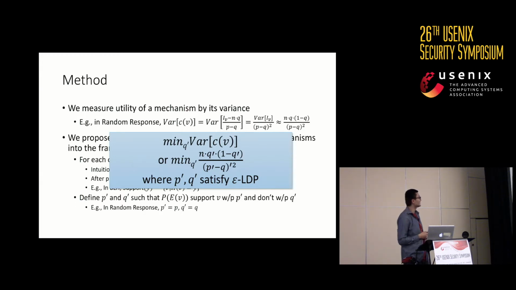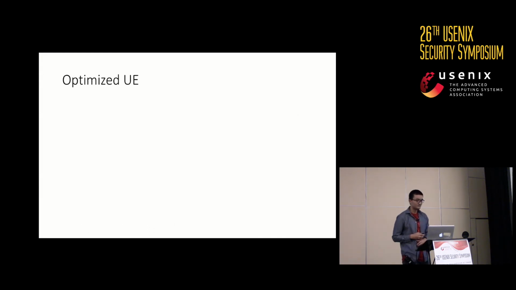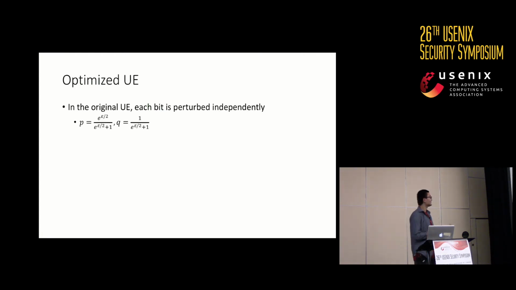So the main task here is then to transform minimizing this variance into minimizing this thing which we calculate, and it is the same as the variance. Note that P prime and Q prime here should satisfy epsilon LDP. Finally, pure here means this holds for all input and output pairs, not means in the centralized setting where delta equals 0. First let's look at how we optimize unary encoding. In the original unary encoding, each bit is perturbed with the probability Q in this value and is preserved with probability P.